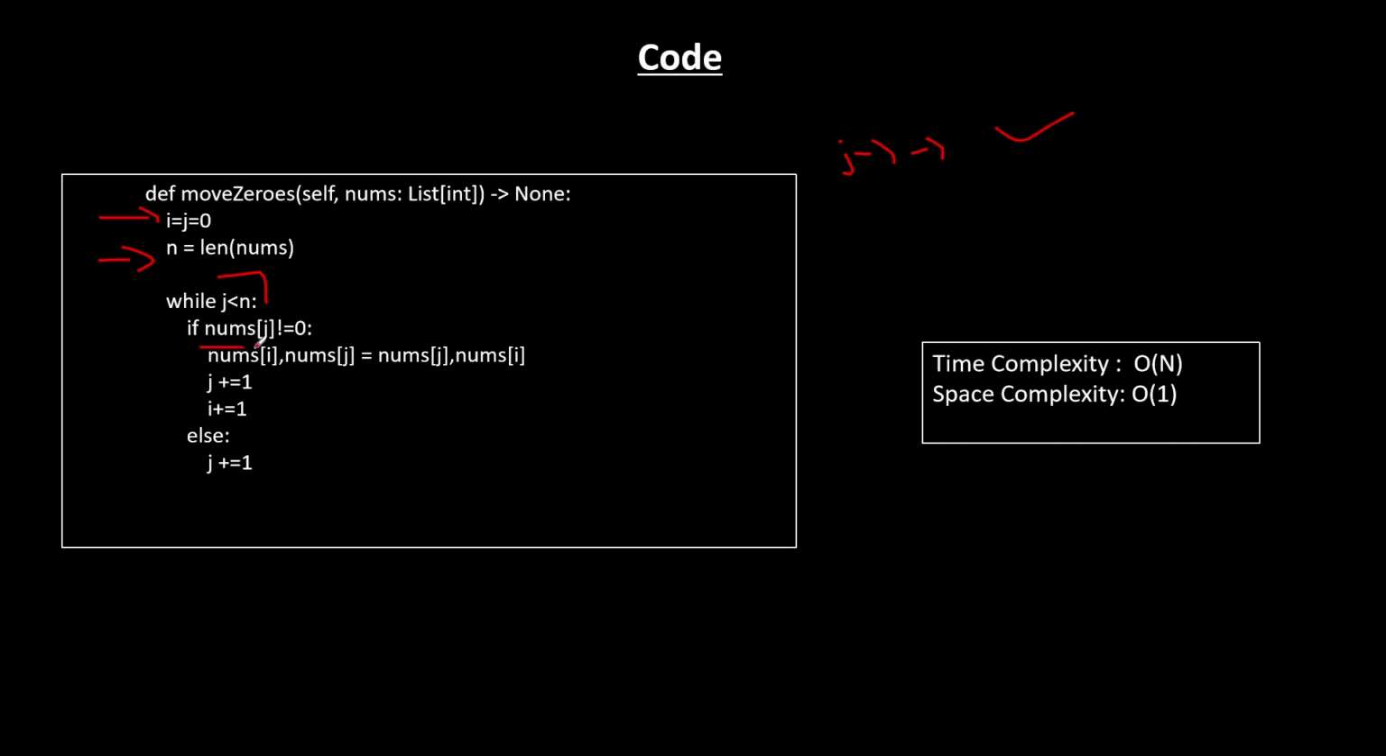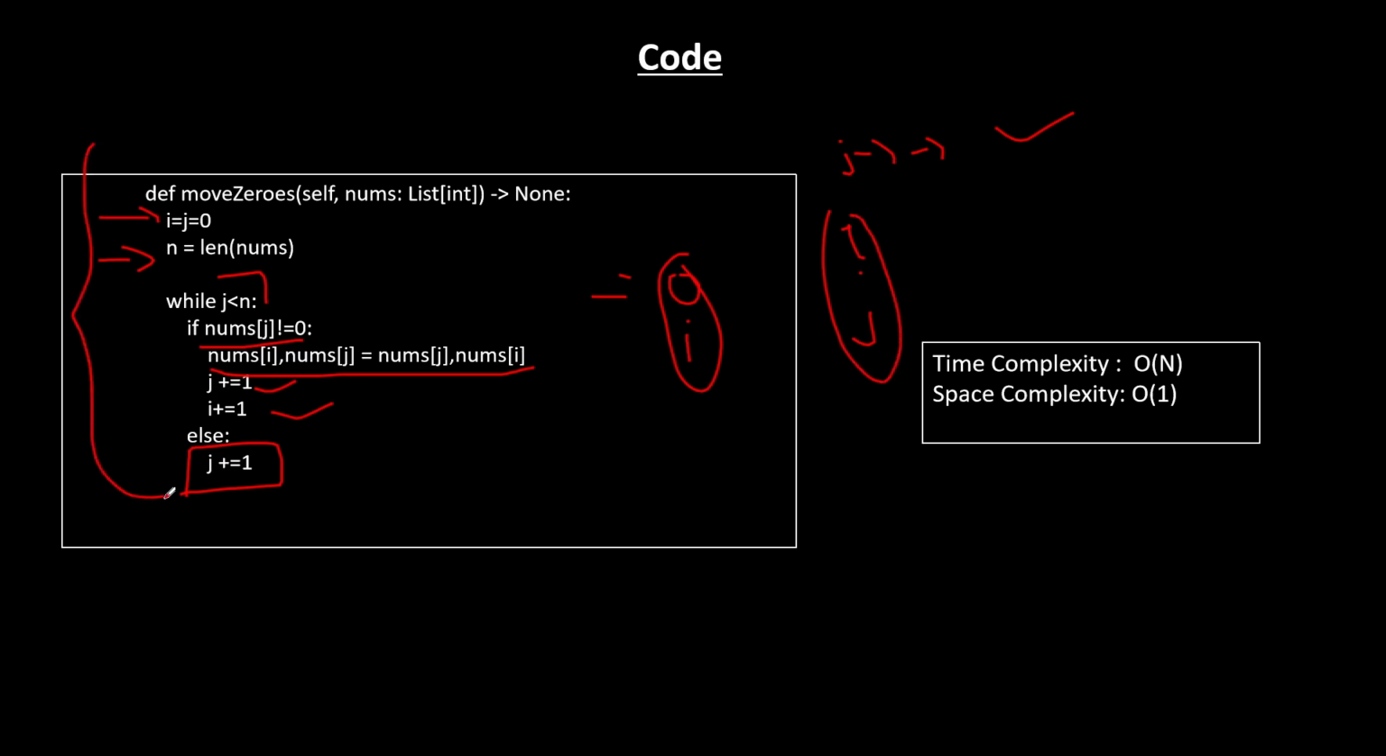If nums of j is not equal to 0, which means j found a non-zero element, we will swap it as discussed and we will increment j and i both. If j is on a value which is equal to 0, it will just skip it and move ahead. Look, here we are not skipping i, because if i is on 0, we need i so that we can swap j with i, right?